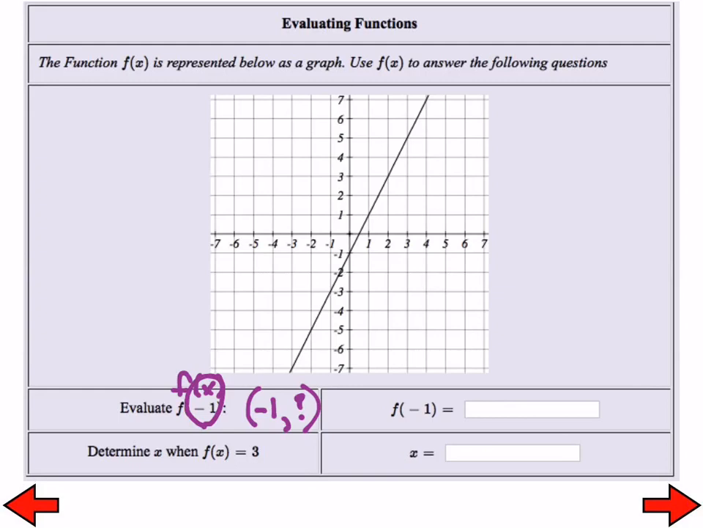Well, the ordered pair that is on that graph when x is negative 1 is right there. Some of you said 0. No, that's when y is negative 1. That ordered pair right there is negative 1, comma, negative 3. When x is negative 1, y is negative 3. So f of negative 1 has to be negative 3.